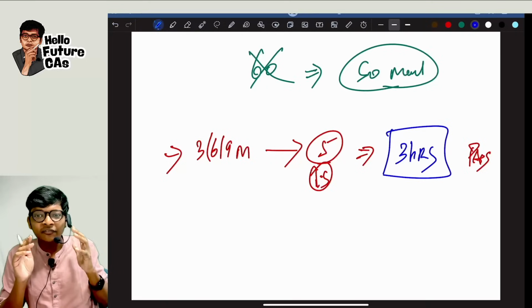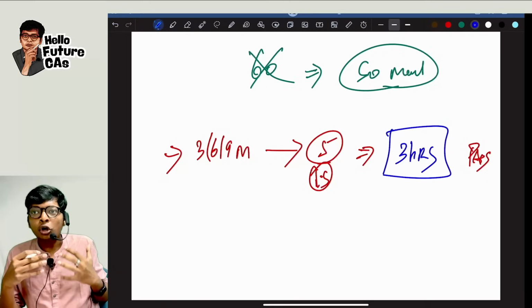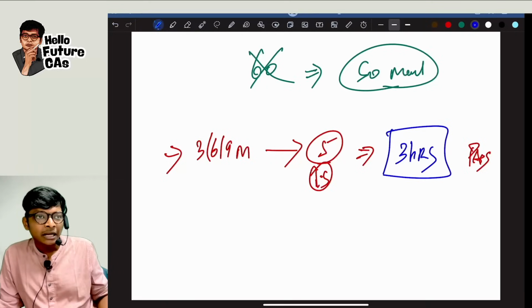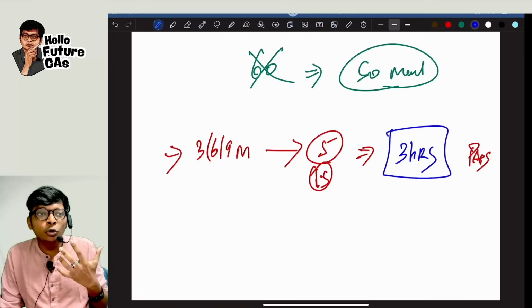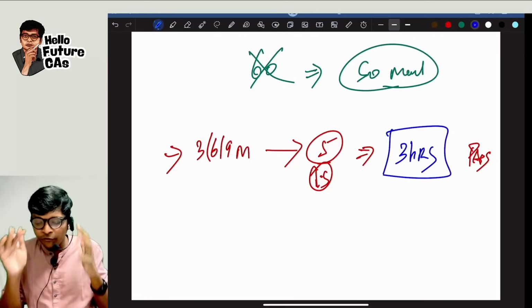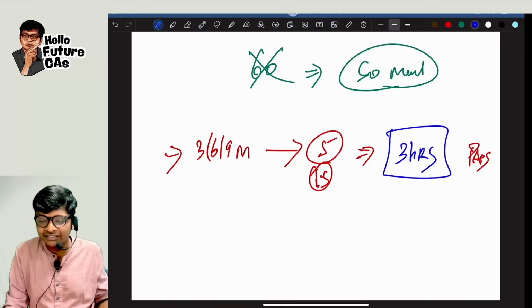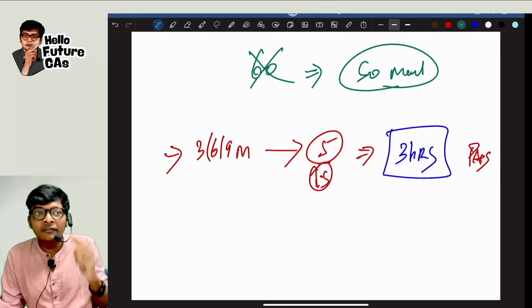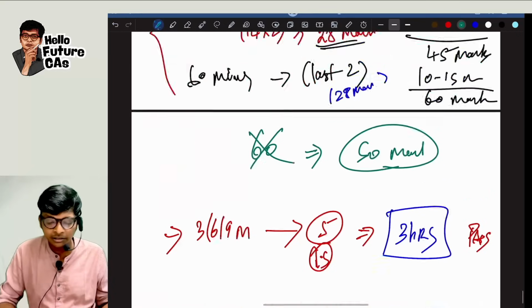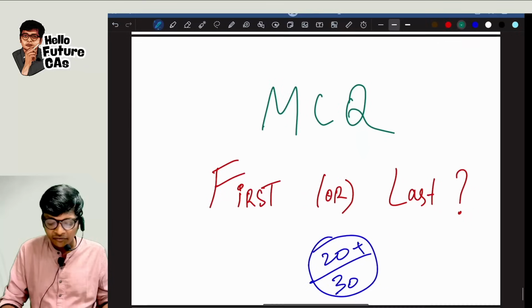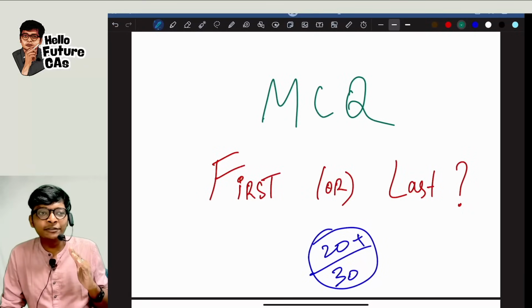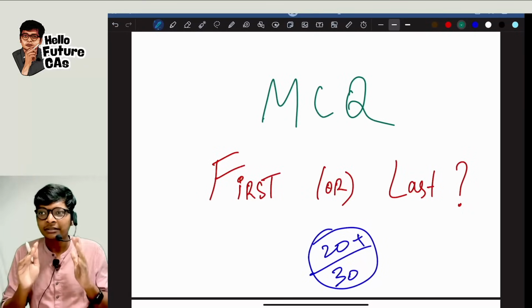So what will happen in the first 1-2 hours? If you do well, your confidence also goes up. Otherwise, in the first 1-2 hours, if things don't go well, you will be broken. And if you are broken in the exam in the first 1-2 hours, you come back in the last 1 hour to make it up. That's it. So it's not about first or last. It's best to write MCQ in the middle, guys. Done? Okay.